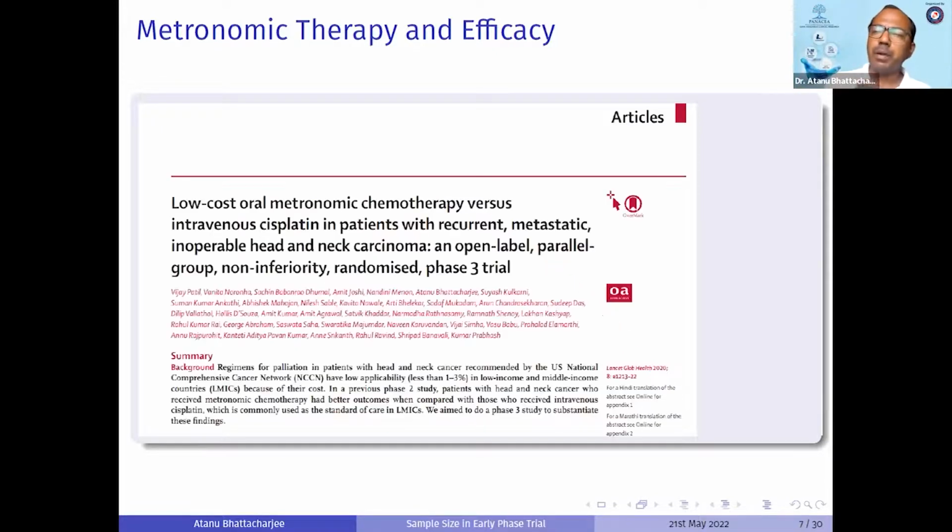Fortunately, based on this work, the paper got published in The Lancet, and if you want, you can go into the details of this paper and see how the metronomic or low dose chemotherapy dose definition can be done. It's a different way to work on it. It's not about toxicity. For the first time we have seen that toxicity can be set aside in phase 1 trial sample size calculations, and we can do it in a different manner.